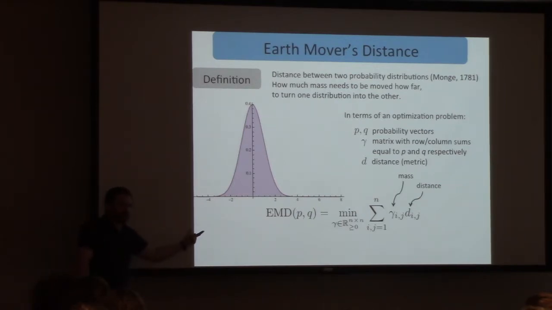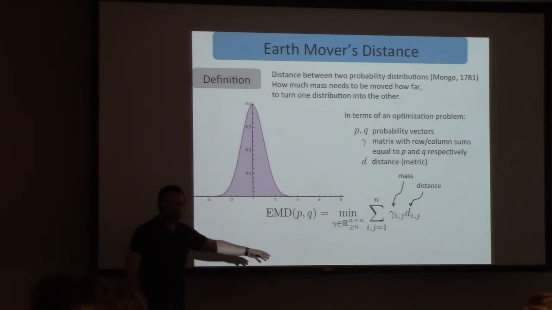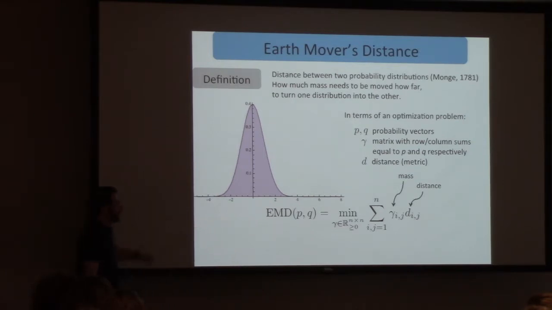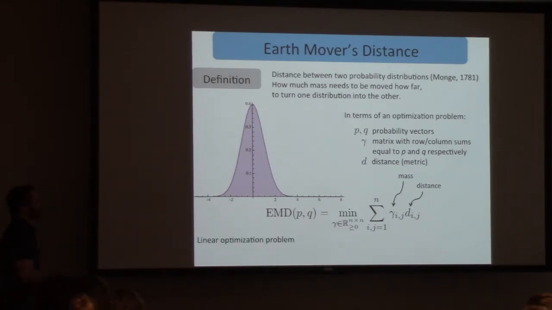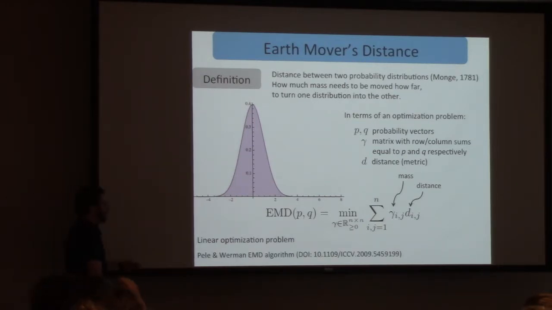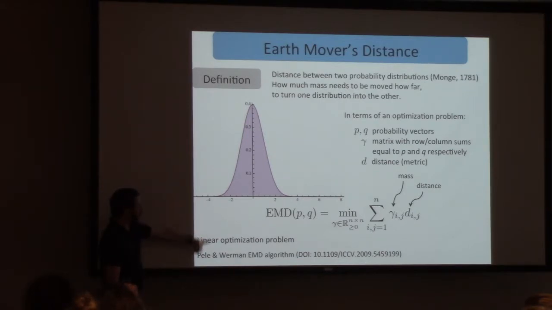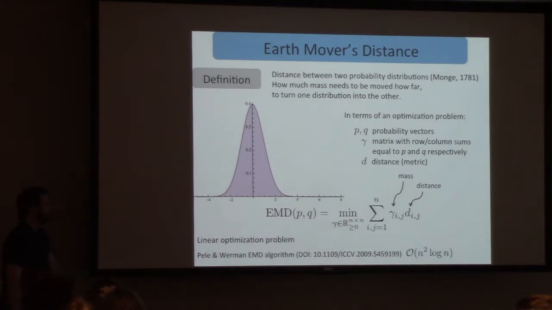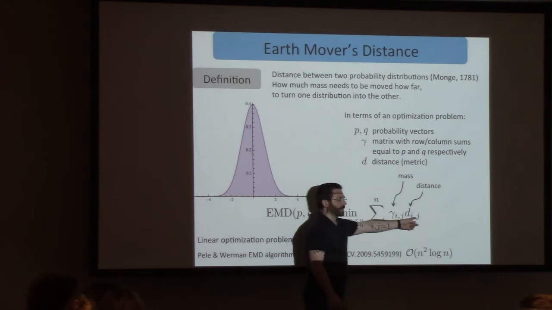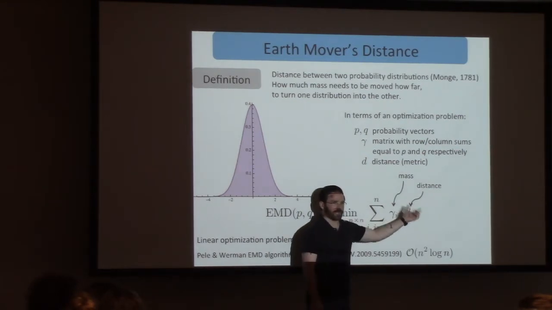Mass times distance. If gravity is equal to 1, this is work, right? So you can think about this as the minimal, the most efficient way, or the least amount of work you have to do to transform one of these vectors into another one. It's a linear optimization problem. It's been pretty well studied. To be able to compute this thing, I'm going to be using this algorithm right here, which has complexity n squared log n and takes advantage of the fact that this distance metric has a very, very special kind of structure.